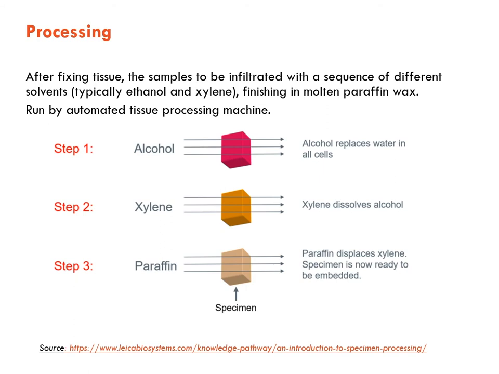After fixing tissue, the samples are to be infiltrated with a sequence of different solvents, typically ethanol and xylene, finishing in molten paraffin vats run by an automatic tissue processing machine. There are three main steps in tissue processing, namely dehydration, clearing, and infiltration. Each of these steps involves the diffusion of a solution into tissue and dispersion of the previous solution. In step 1, alcohol replaces water in all cells. In step 2, xylene dissolves alcohol. And step 3, paraffin displaces xylene. The specimen is now ready to be embedded.